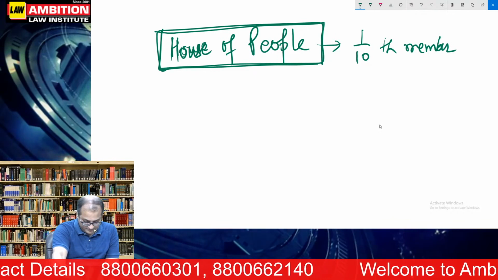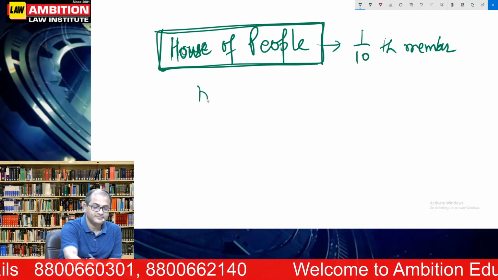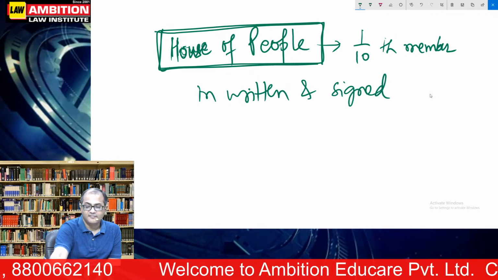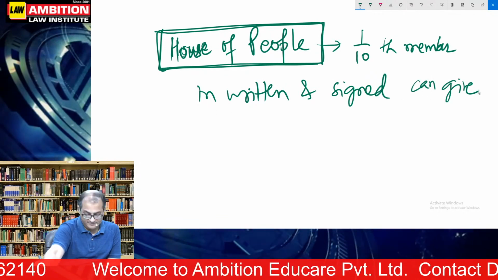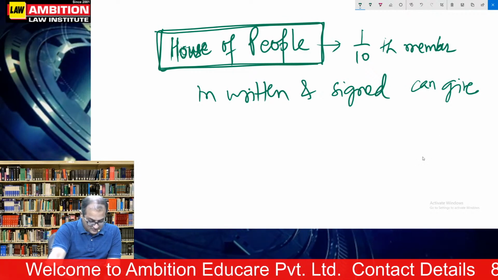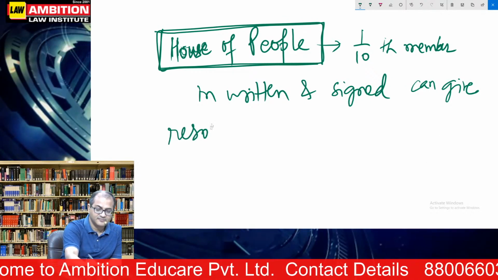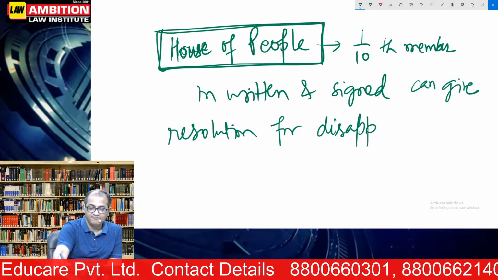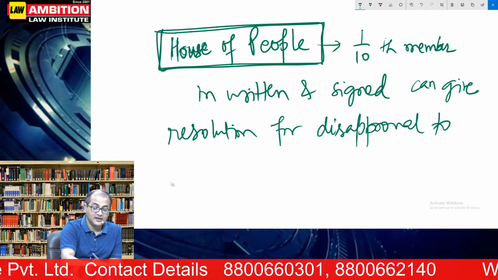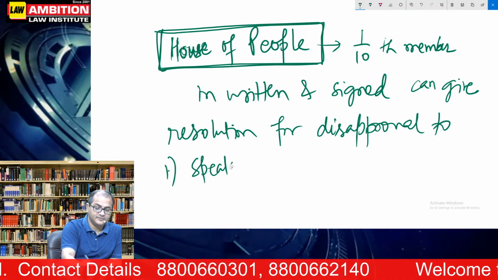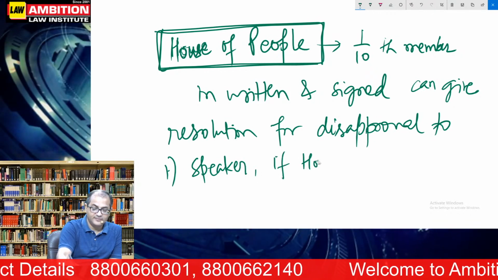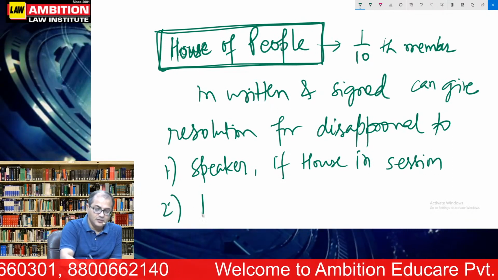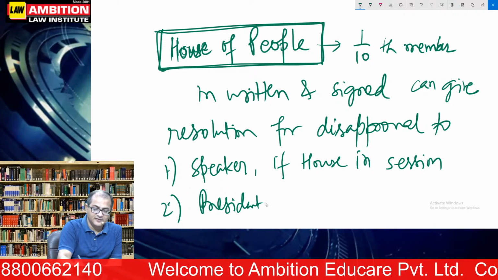Intention for disapproval in writing, signed by one-tenth of the members, can give a resolution for disapproval to the Speaker if the House is in session, or to the President if the House is not in session.